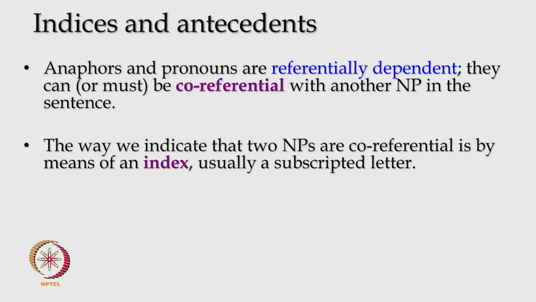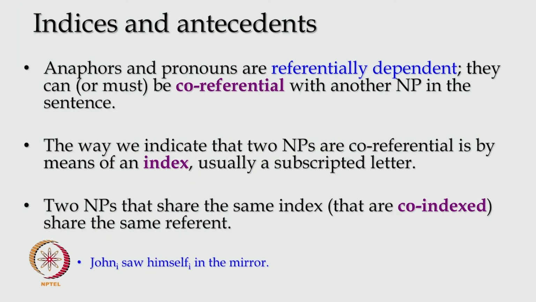Anaphors and pronouns. Let's first look at anaphors, that is reflexives. They are called referentially dependent. Rather, we can also say they are co-referential. What do we mean by that? It has something to do with the way we indicate them, which is that the two noun phrases have the same index, and we put the same index on the two noun phrases, and then we say they are co-referential and co-indexed both.